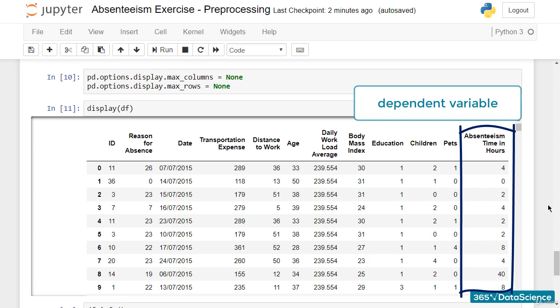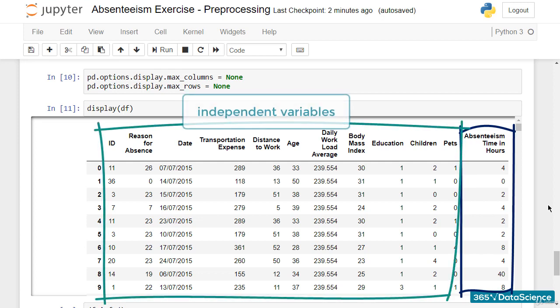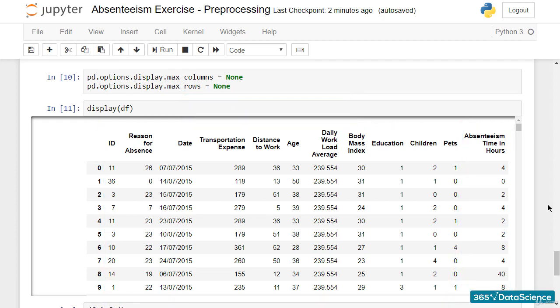Okay, good. And what could help us predict this value for future observations? All other columns represent independent variables, which could potentially be used in our equation, with the hope that they will help us predict whether an individual with particular characteristics is expected to be absent from work for a certain amount of time or not. And with this, we end the theoretical preparation for the pre-processing part of our exercise.